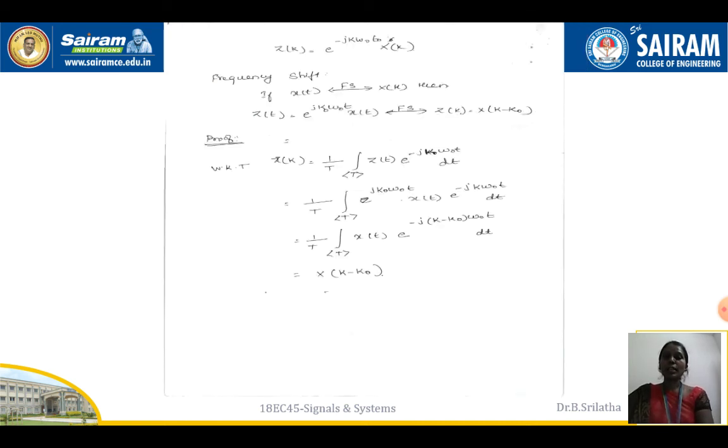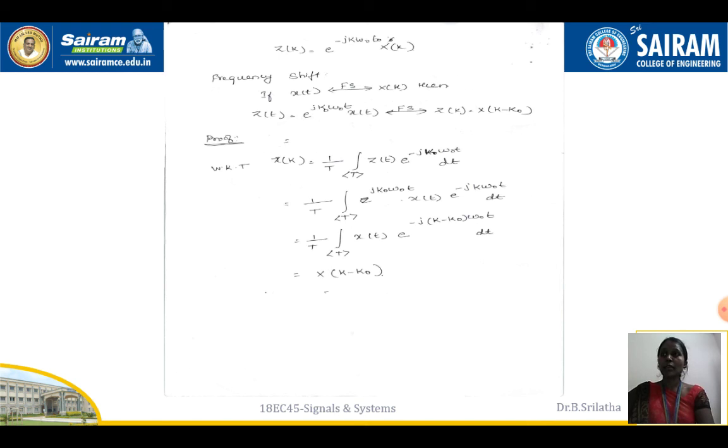And next, one more property. Same thing, x of k is e power minus j k omega naught t naught into x of k. Now frequency shifting; previously we did time shifting. Time shifting means the input side x of t, the continuous time signal, is shifted. Now for frequency shifting, let us consider x of t as the continuous time signal whose Fourier series is x of k. Here k is frequency and t is time.